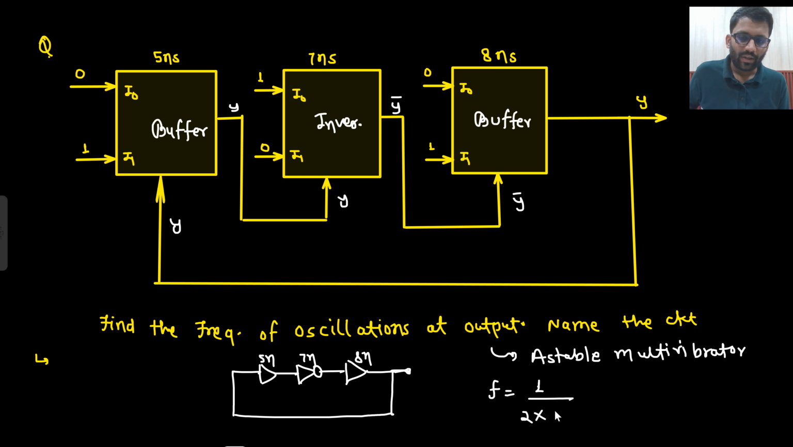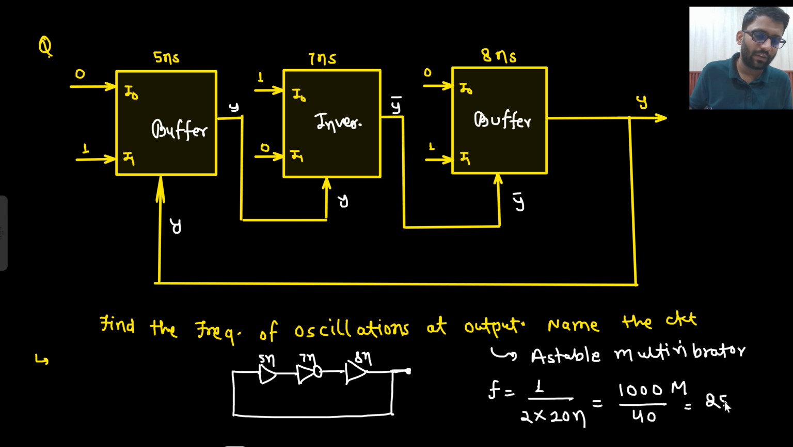So the total delay is 20 nano, right? 20 nano. So the answer would be 1 by 40 nano. 1 by 40 nano can be written as 1000 mega by 40. 10 to the power 9 would go upward, so 10 to the power 3. So it would be 25 megahertz, right? It would be 25 megahertz. So that is the correct answer.